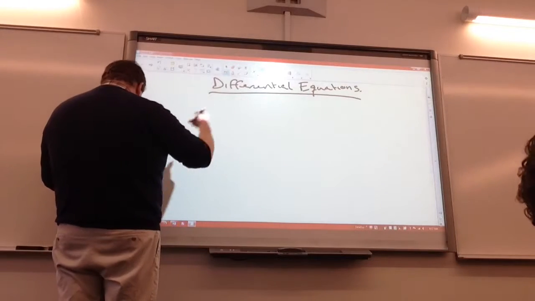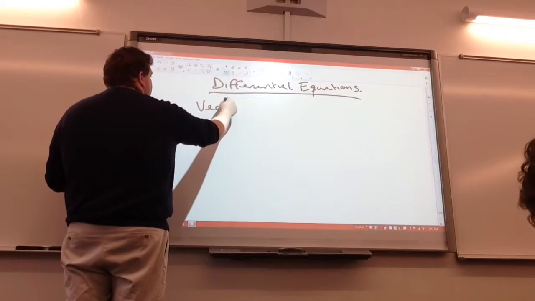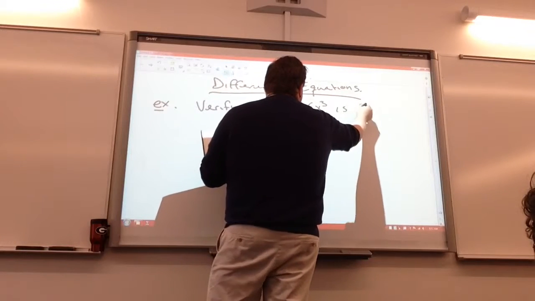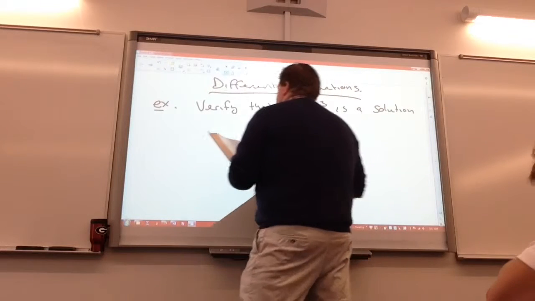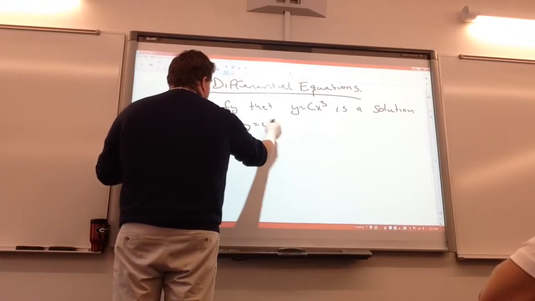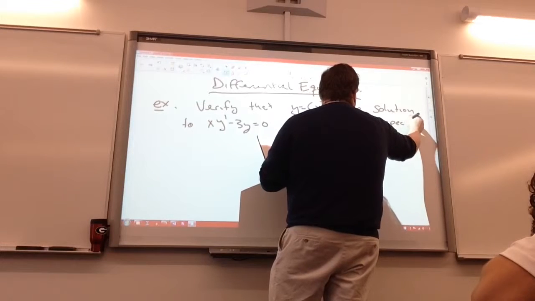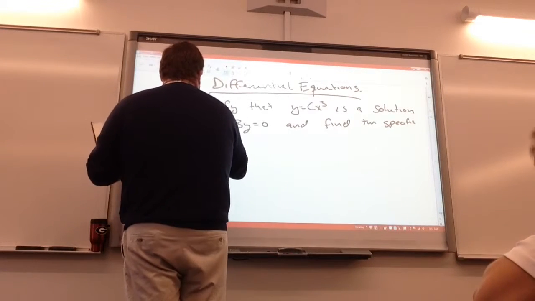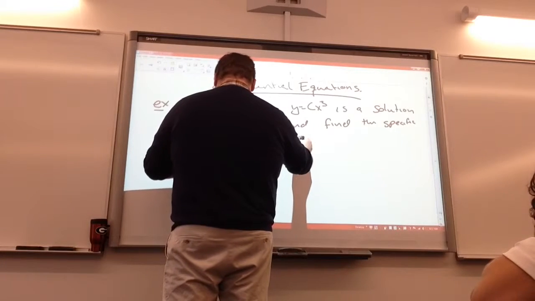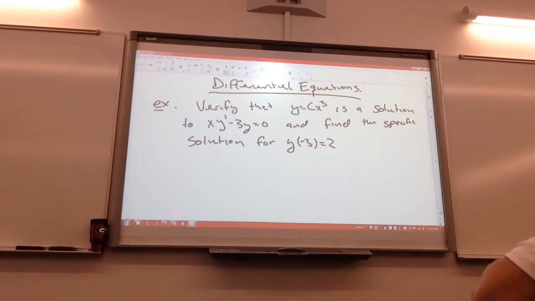So our first one, an example of a type of question you might get here, would be: verify that y equals cx cubed is a solution to xy prime minus 3y equals 0, and find the specific solution for y of minus 3 equals 2.